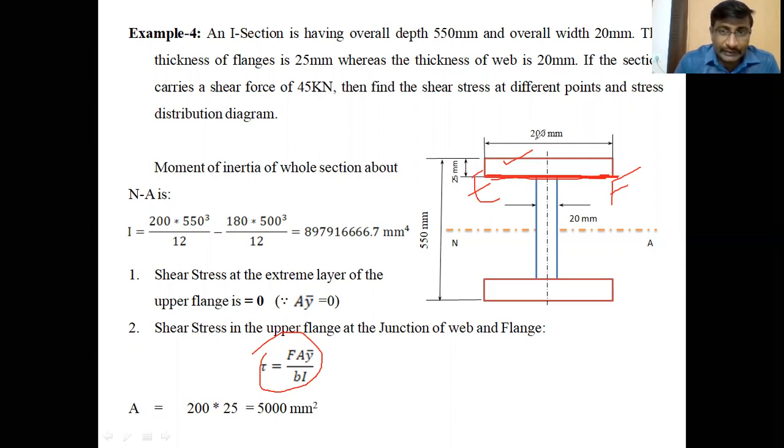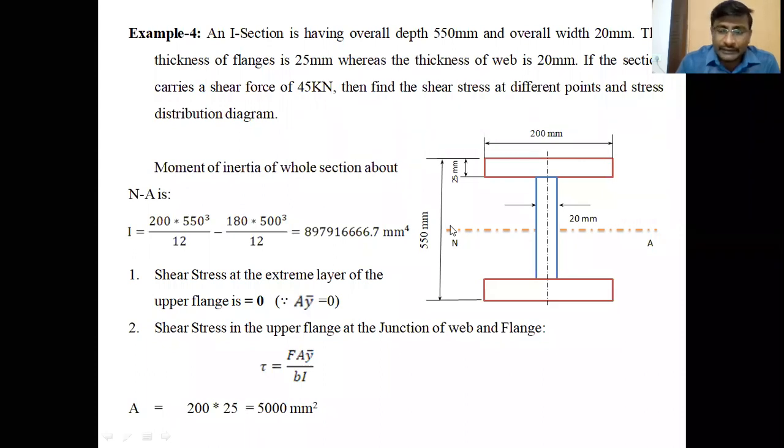So, by considering the EF layer at this point, what is the area above the layer? The area above that layer is the flange area. So the flange area is 200 into 25. 200 is the breadth, 25 is the thickness, that is the area of the flange, 5000 mm².